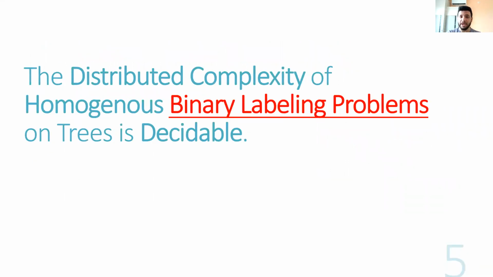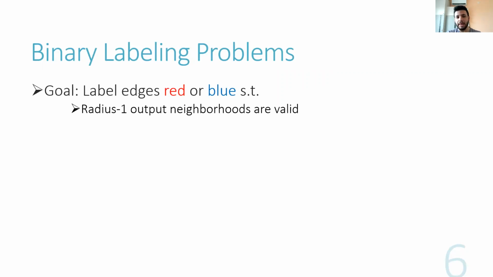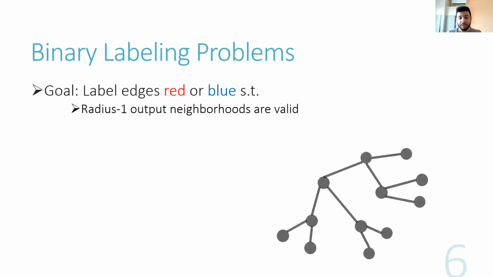Next, we are going to talk about binary labeling problems, starting with an intuition for what binary labeling problems are. Well, in a binary labeling problem, our goal is to label the edges of a given graph either red or blue, such that some radius 1 output constraints are satisfied. For example, in this tree, this is a labeling of the edges in red and blue. To be a bit more formal, I'll define binary labeling problems in the next slide.